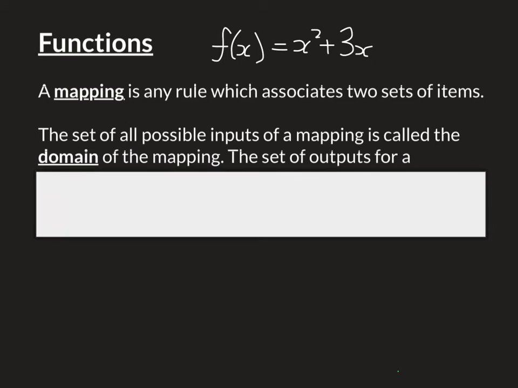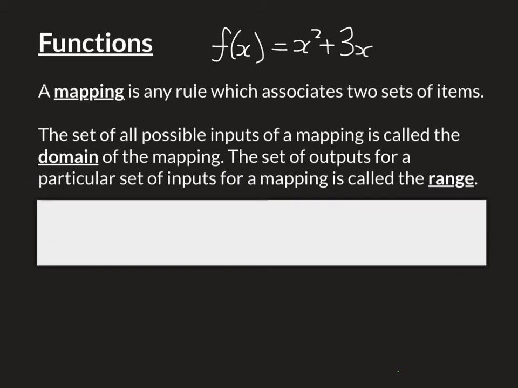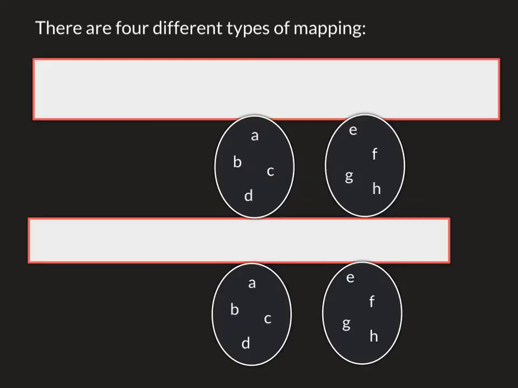So that's what we can put in. The set of outputs for a mapping, for a particular set of inputs, is called the range. That's what we can get out. So please get those definitions in your book. Pause the video if you need to. So there are 4 different types of mapping, and we're going to look at these in a little bit more detail.